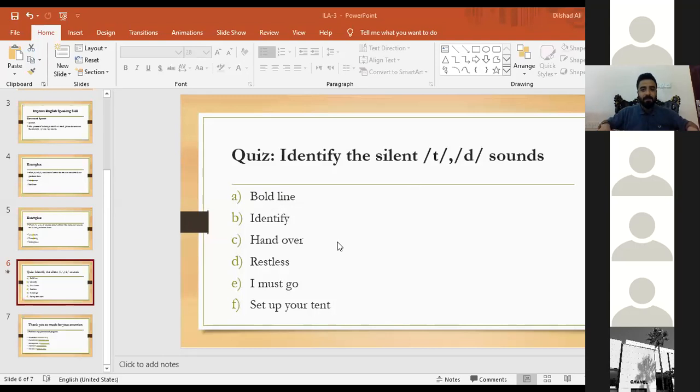The first one is not pronounced D. Ball line, first line. Excellent, very good. First one, we should not pronounce de. Yes. Okay. The second one is D. T is not pronounced. Restless.